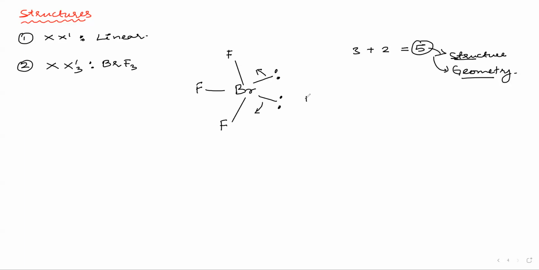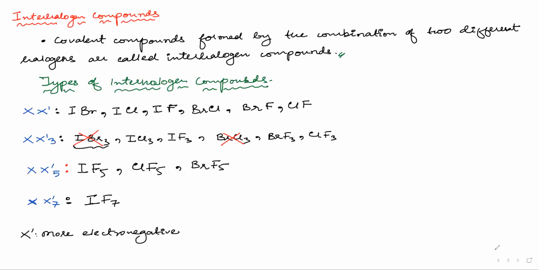Okay, this is the bent T shape. Is that fine? Now, if you try this for even IF3 or ICl3, we will get the same kind of structure. So even if you write the T shape, it is fine. If you write the bent T shape and draw it with the repulsion here, then also it is fine. Now, next thing is what?